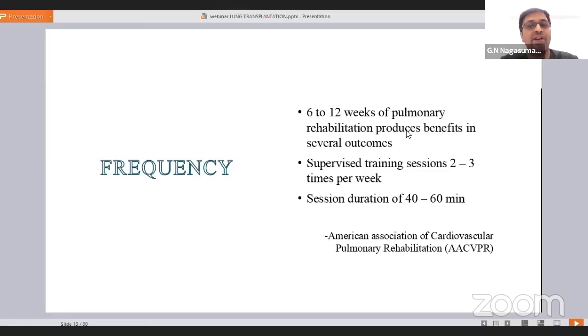This is the first thing we educate the patient about, regarding their expectations of when they will improve. If the patient wants to improve, he has to undergo a 6 to 12 week program, and supervised sessions should be 2 to 3 times per week. Once the patient is getting supervised sessions, the low intensity training will be given as a home program, and session duration will last 40 to 60 minutes.